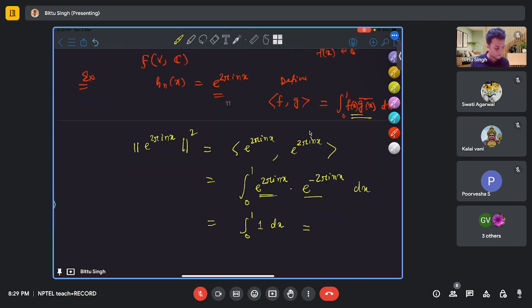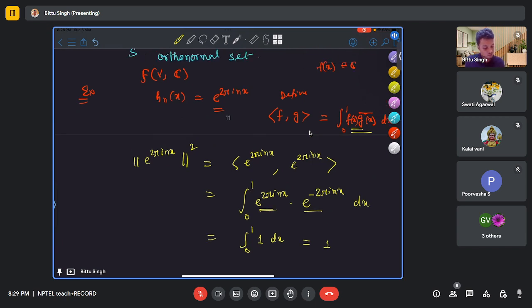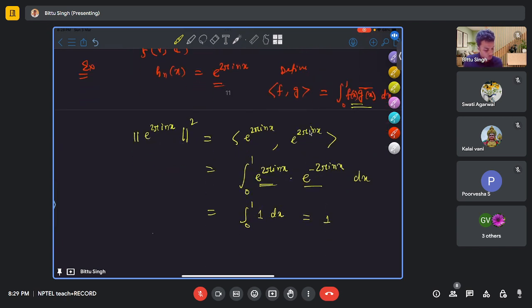So this will give actually 1. So clearly those vectors have length 1. Hence the length of hn is 1, because the square is 1, so the length will be exactly 1, because length is the square root of this thing.